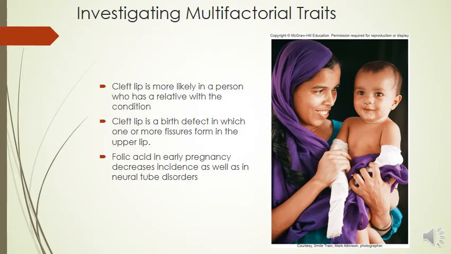Let's look at cleft lip. Cleft lip is more likely to occur in a person who has a relative with the condition. It is one or more fissures that form in the upper lip. Folic acid has been shown to decrease the incidence of cleft lip if it is taken during early pregnancy. It has also been shown to decrease the number or incidence of individuals born with neural tube defects such as anencephaly and spina bifida.